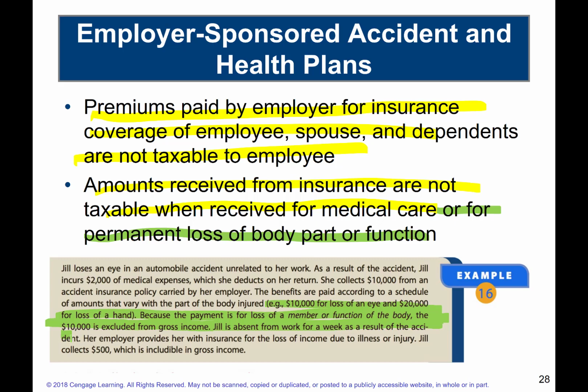So they don't sit there and say, well, because she took $2,000 of expenses last year, she has to subtract it off the 10. The entire 10 is not taxable.